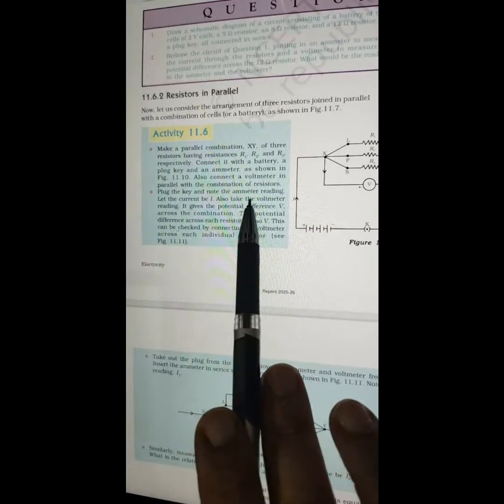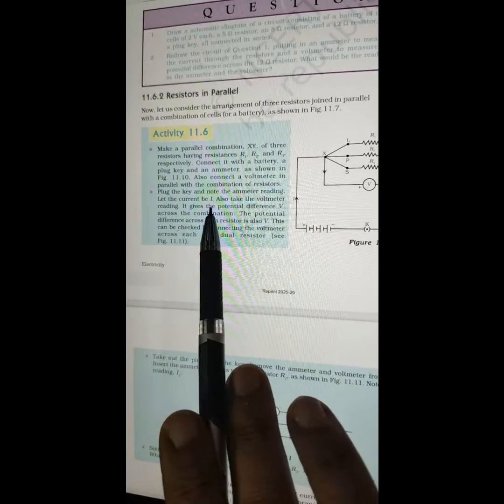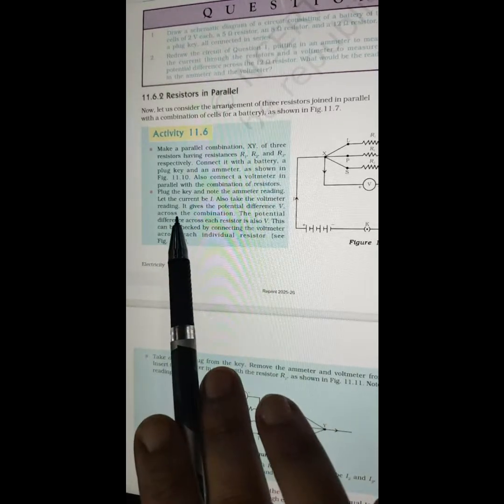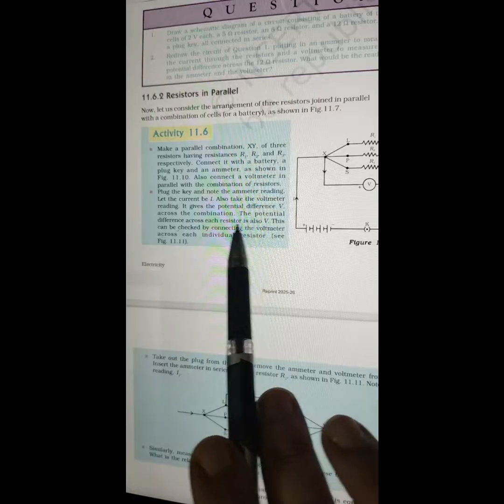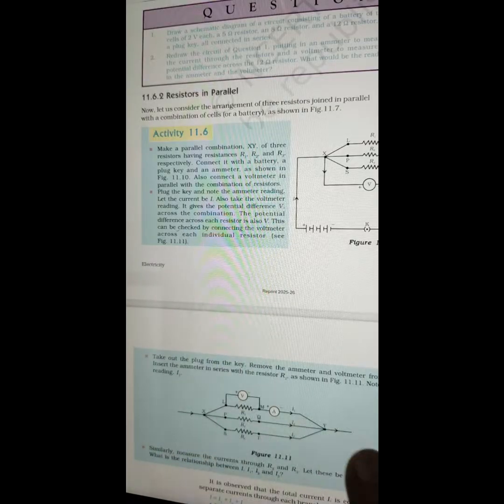Also connect a voltmeter in parallel with the combination of resistors. Plug the key and note the ammeter reading. Let the current be I. Also take the voltmeter reading. It gives the potential difference V across the combination. The potential difference across each resistor is also V. This can be checked by connecting the voltmeter across each individual resistor as seen in figure 11.1.